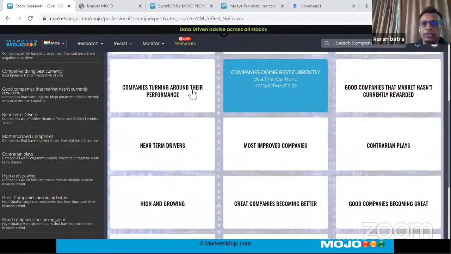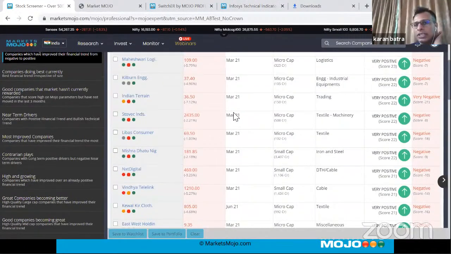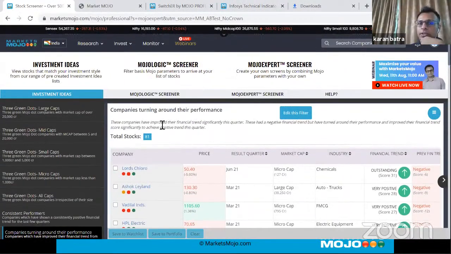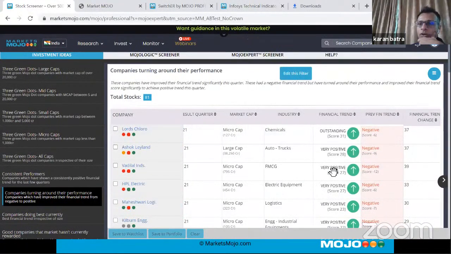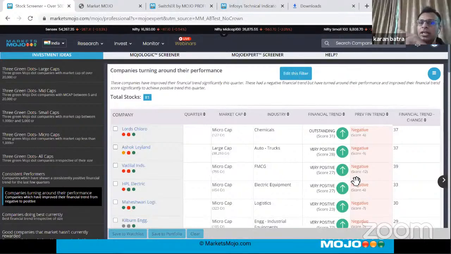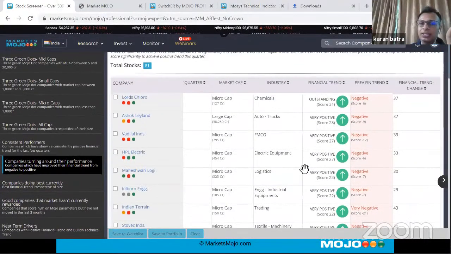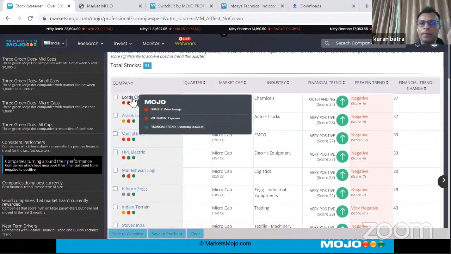So let me take, let's say, turnaround companies. You can see how this was created, what are the factors which have gone in. So the financial trend should have been negative and it should have turned around the performance. So let's say, as you can see, it's very positive now. It used to be very negative. So it's a very high change, and that's why it's been categorized as a turnaround company.